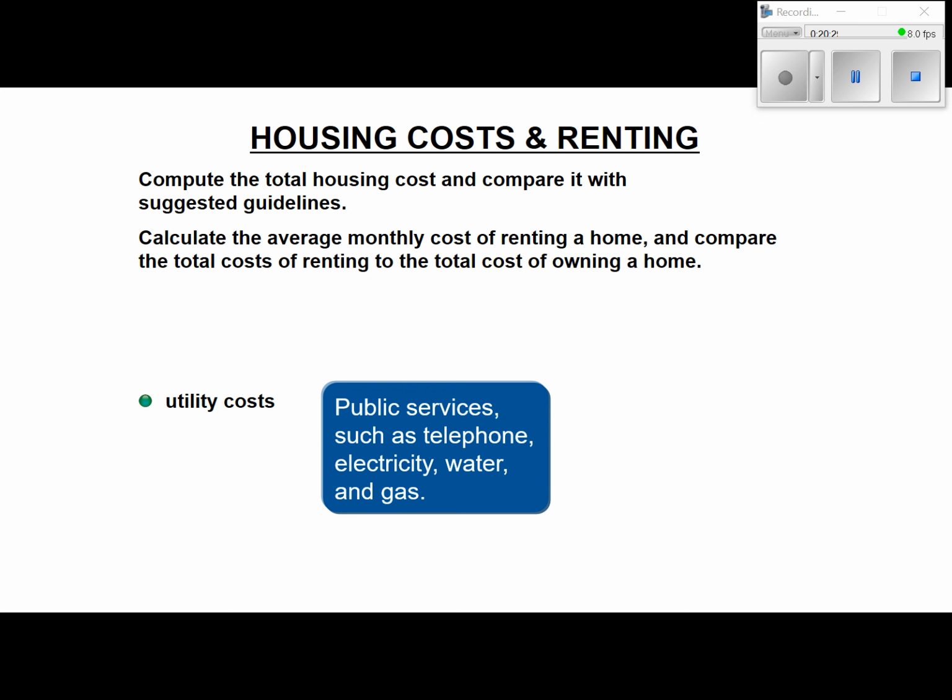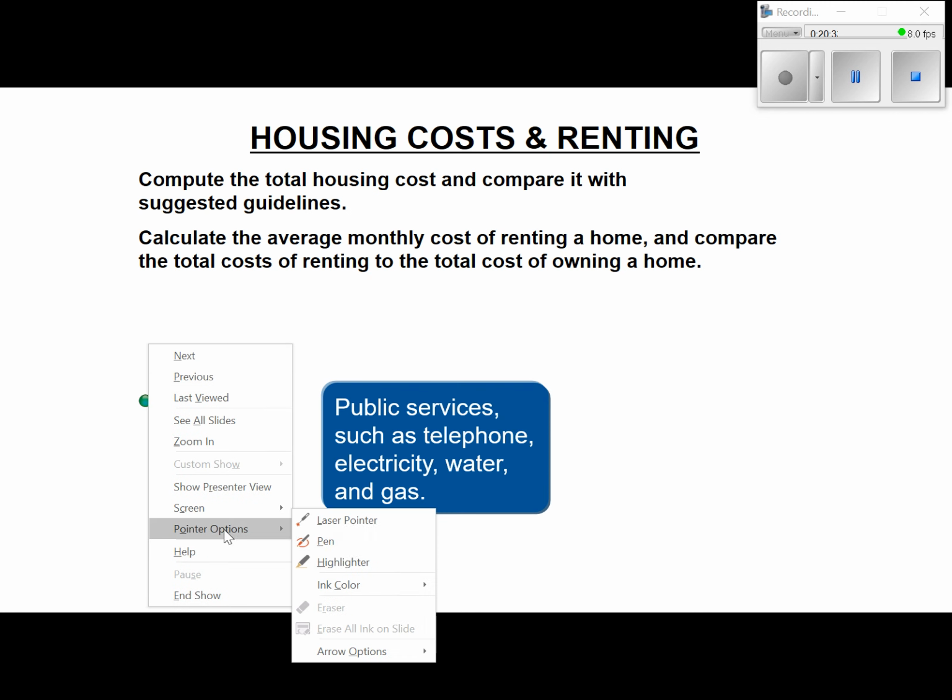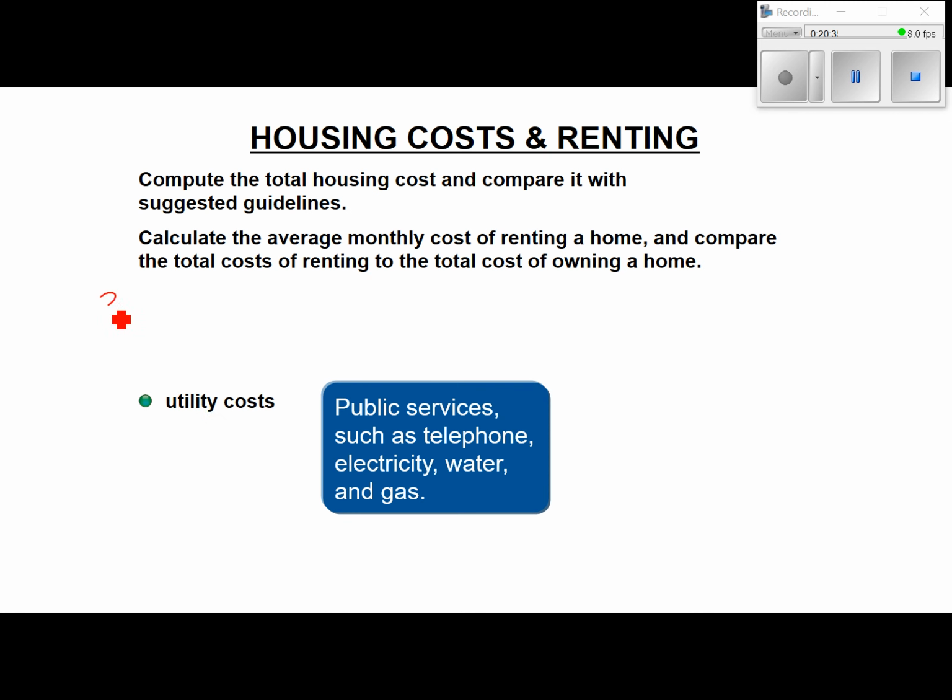In one of the other videos I talked about how you want your total housing cost to be less than 35% of your total income. If you get up over that 35%, then you're probably going to struggle every month to make your house payment, your mortgage payment or your rent, whatever it is. So you have to take these utility costs into consideration.